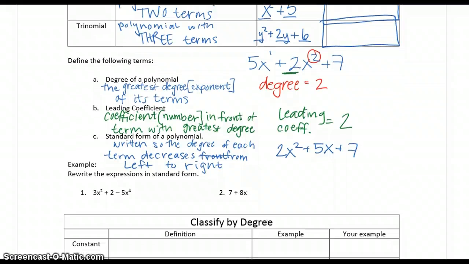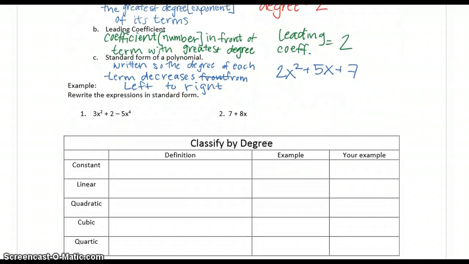Let's look at these two examples and rewrite them in standard form. So on the first one, we have 3x squared plus 2 minus 5x to the 4th.